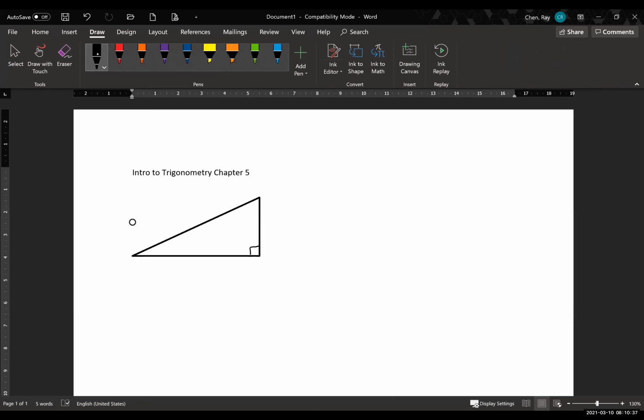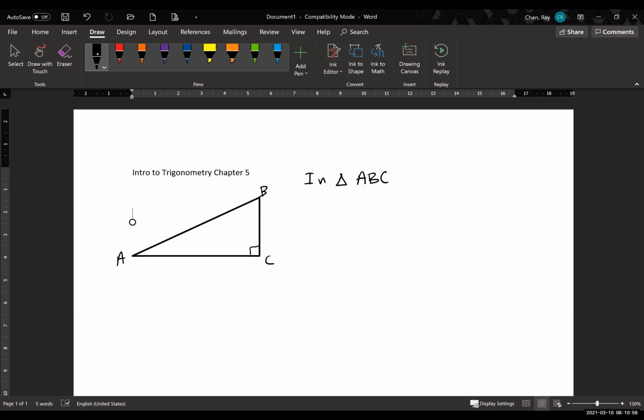But vertices of the triangle, which are the points, are always labeled with capital letters. So in this example, I've decided to label this A, B, and C. So this is called triangle ABC. So we use capital letters for the vertices. Now, vertices are just the points.